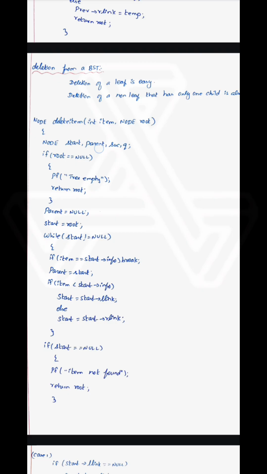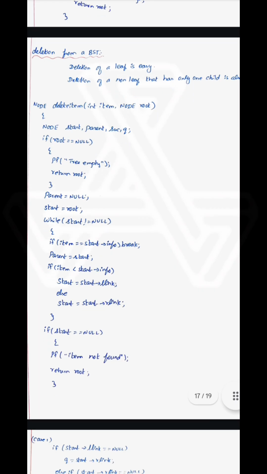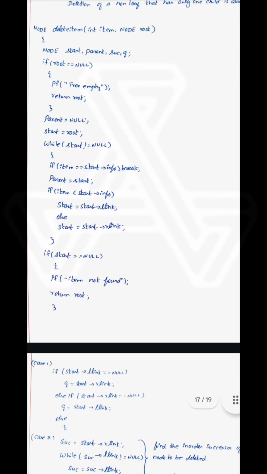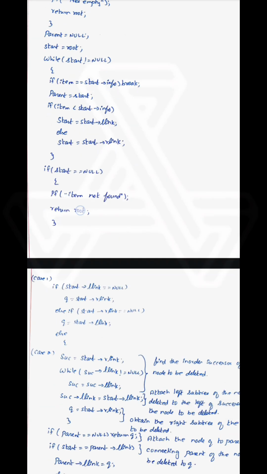While start not equal to null, if item equals start info, break. Parent equals start. If item is less than this start info, start equals start l link, else start equals start r link. Then if start equals null, item not found. Then case 1: if start l link equals null, q equals start r link.